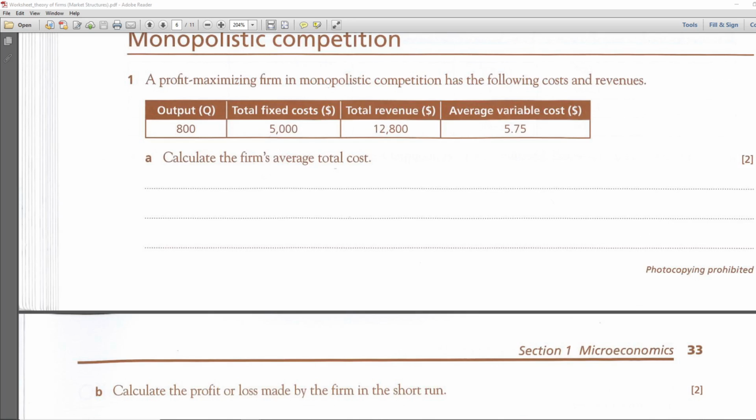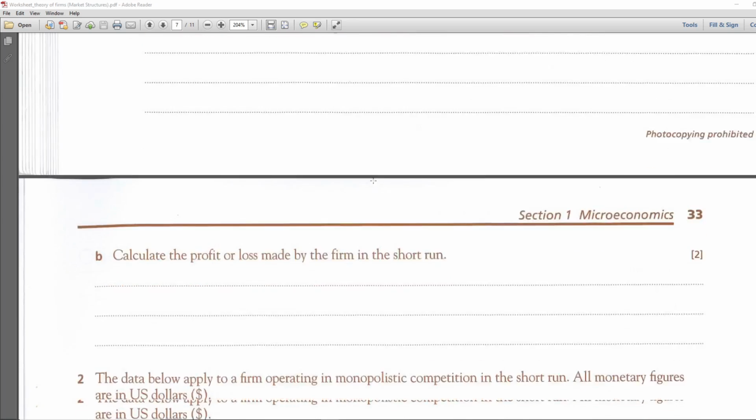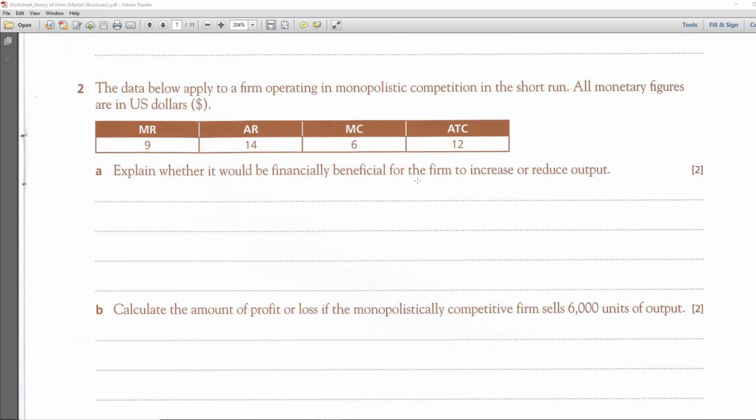In this case, wait, Kirsty. Okay, that's correct. 12 is the average total cost, and if you multiply it by 800, that will be the total cost. So the answer is correct. Any questions? All right, let's move on to question two.